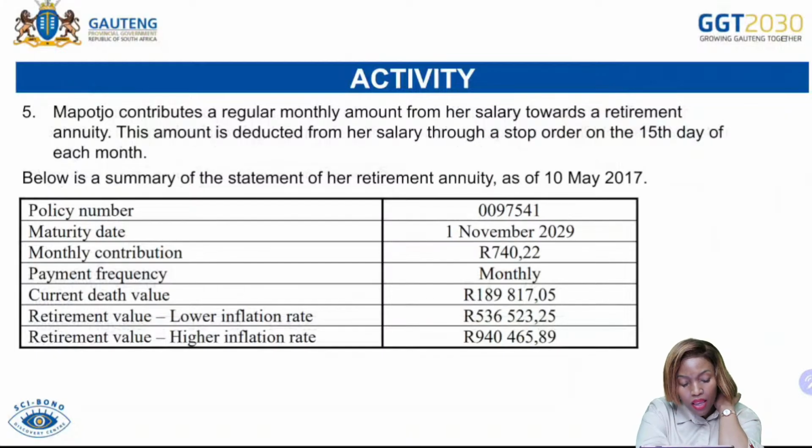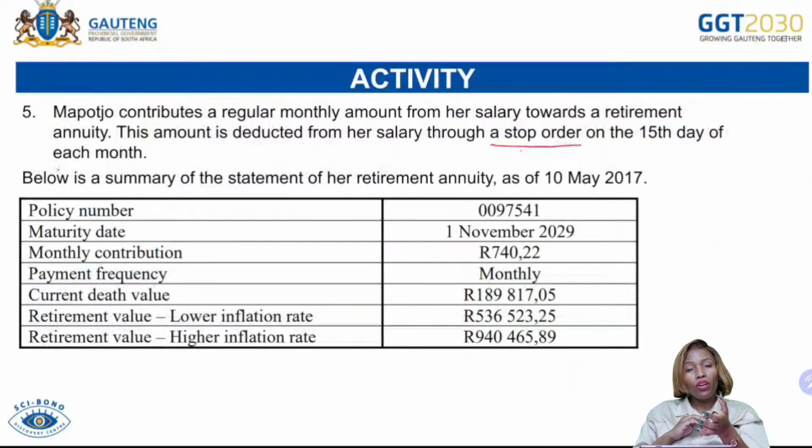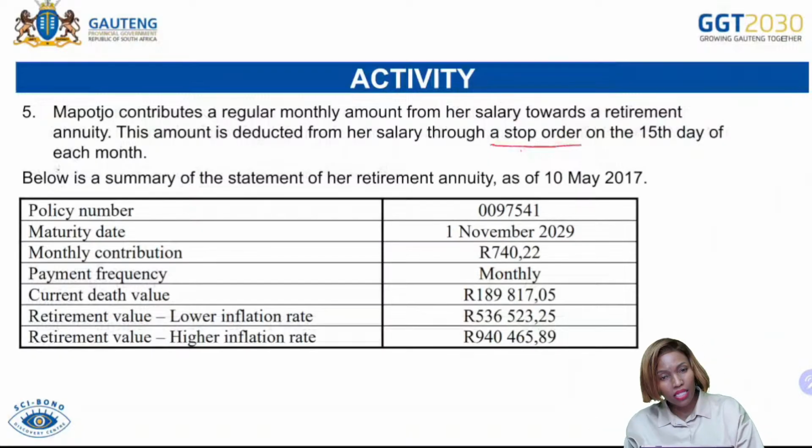Number 5, Mapucho contributes a regular monthly amount from her salary towards a retirement annuity. This amount is deducted from her salary through a stop order on the 15th day of each month. There is a difference between a stop order and a debit order. A debit order, the money is deducted from your bank account. A stop order, the money is deducted from your pay slip.